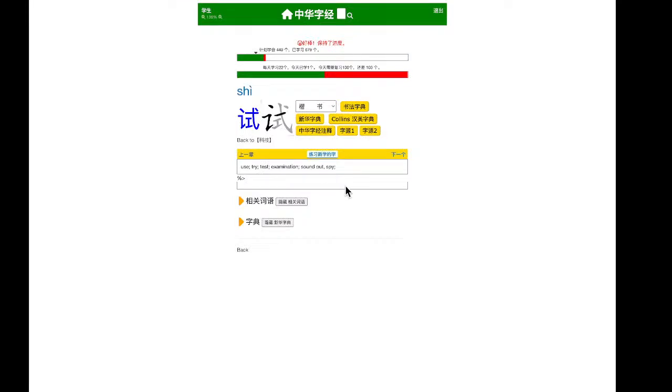is 试. So this one, 试 means try, test, examination. So in science and technology, the test examination is very, very important, right? The entire methodology about science is hypothesis and test it out, verify it, and then to make sure that what we understand is true. So this is 试.